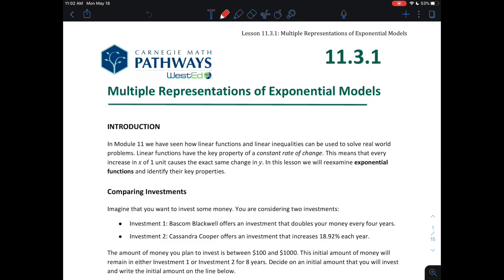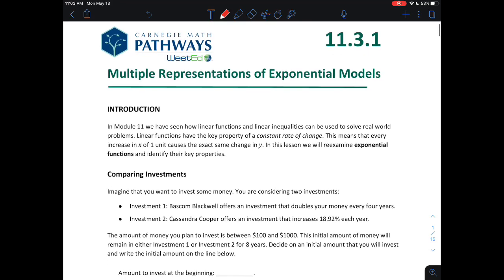Lesson 11.3.1 Multiple Representations of Exponential Models. In Module 11, we have seen how linear functions and linear inequalities can be used to solve real-world problems. Linear functions have the key property of a constant rate of change. This means that every increase in x of 1 unit causes the exact same change in y.